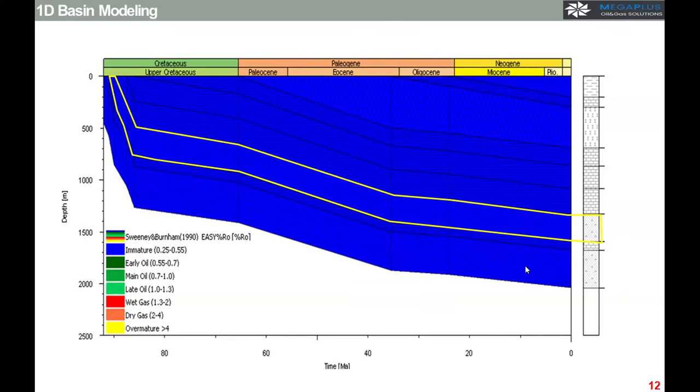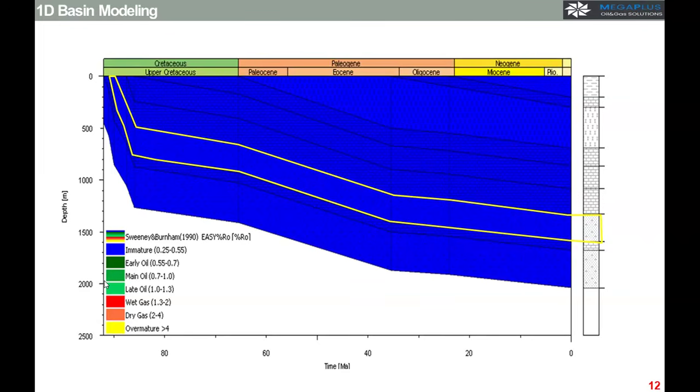This is the main issue we face with the 1D model, because this well is drilled on the horst. If anyone takes a look at the depths, the TD is at 2000 meters. This well is a very shallow well. It's drilled on the horst and actually produces due to the main bounding fault.